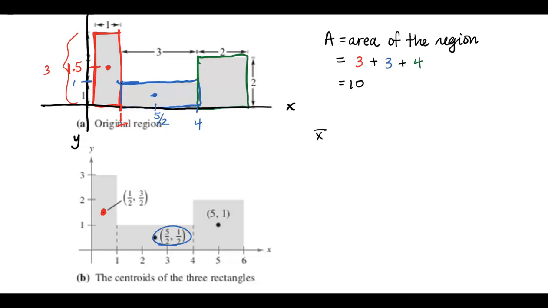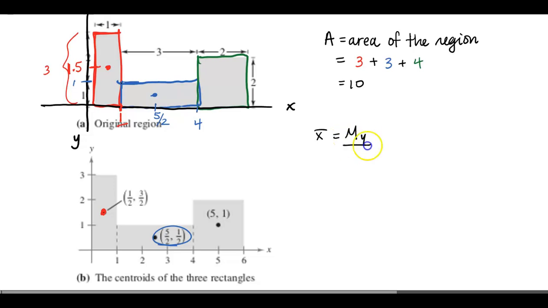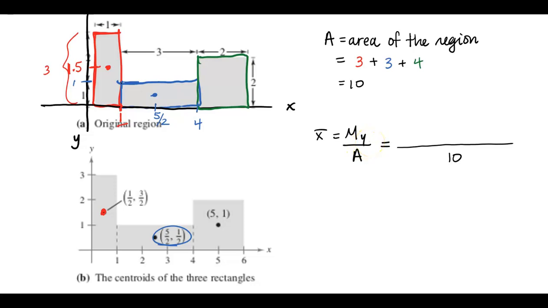We know that x bar is the moment about the y-axis divided by the total area of the region. Moment about the y-axis divided by the total area of the region. To find this moment, we do not need to use integration if we're working with a simple region like this. So we do know that the total area of the region is 10. Then to find the moment about the y-axis, we're going to break this up into the three regions that we're working with. Starting with the first region here in red, we know that its centroid is the point 1/2, 3/2.